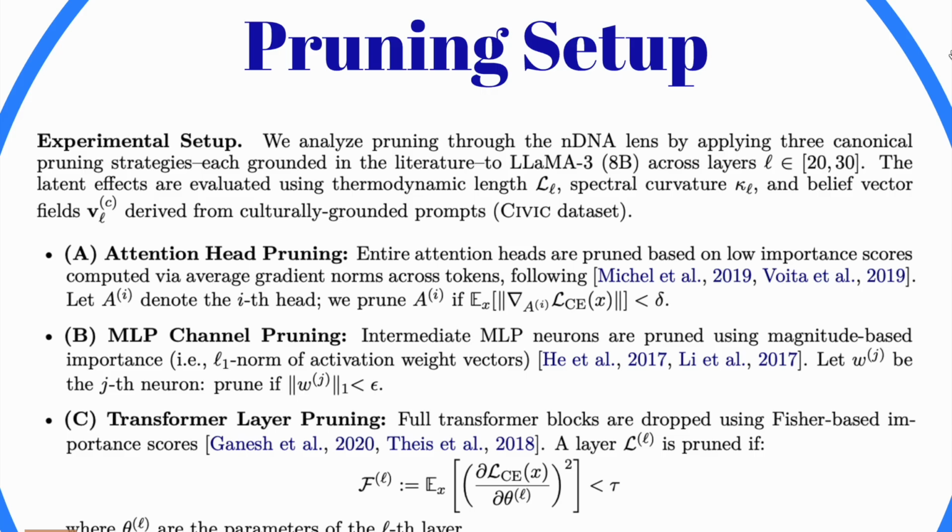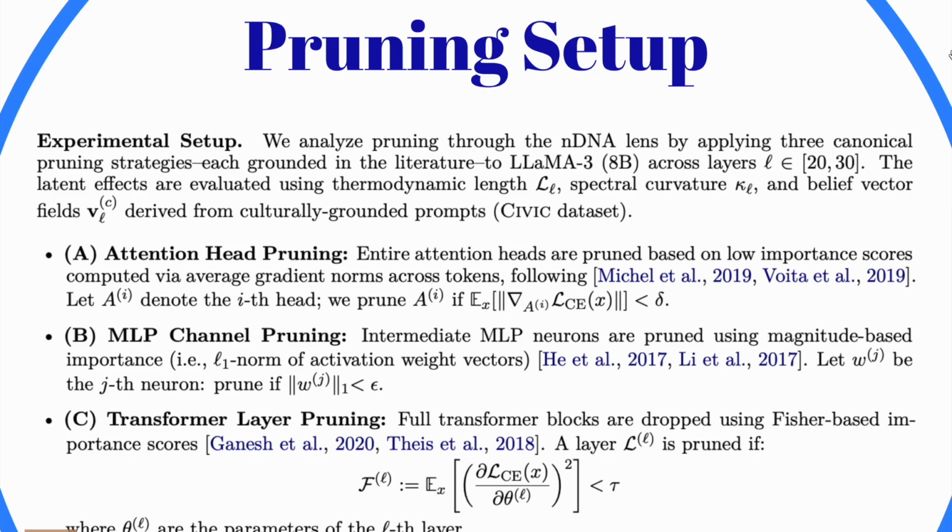Layer pruning changes the model's depth budget. This has the largest macro effect. Length shortens across many layers, curvature transitions lose smoothness, and the belief field weakens broadly. Classic signs of a fractured manifold rather than a mere size reduction.